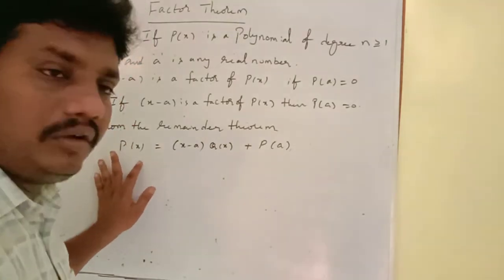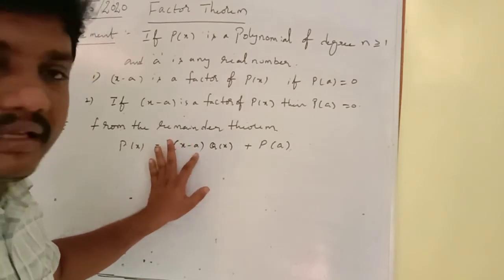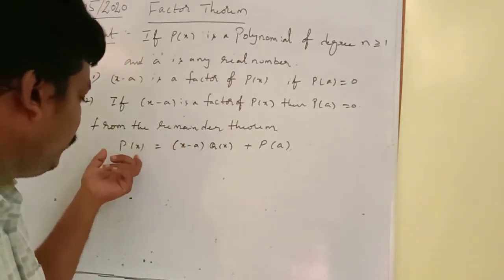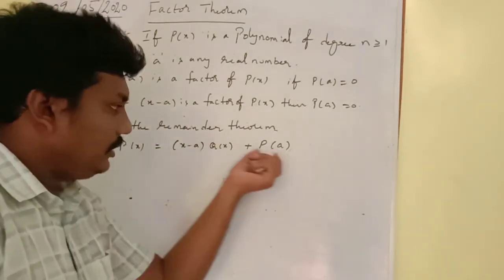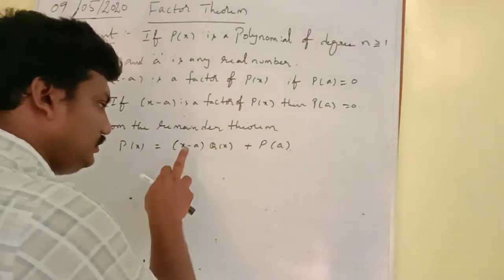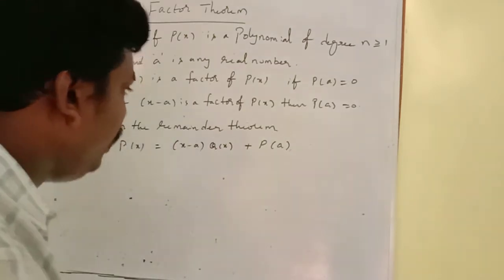P of x is a polynomial of degree greater than 1, and x minus a is a linear polynomial. So when p of x is divided by a linear polynomial, it gives the remainder p of a. Now this is the quotient, this is the remainder, this is the divisor, and this is the dividend.